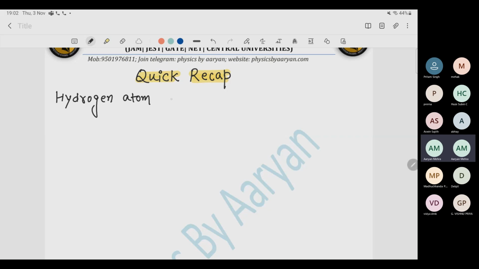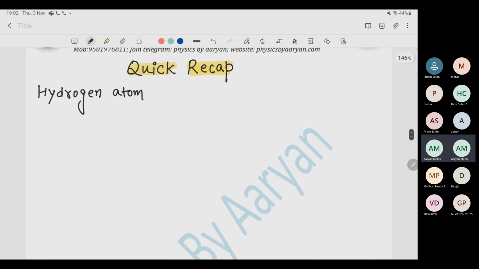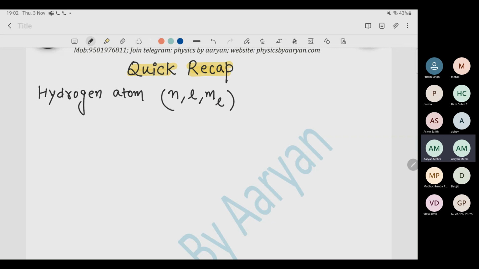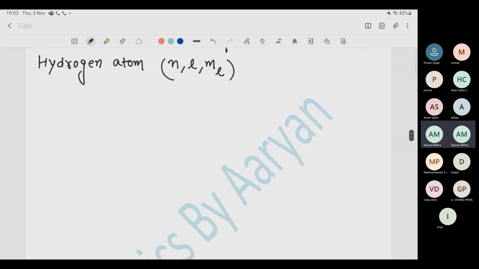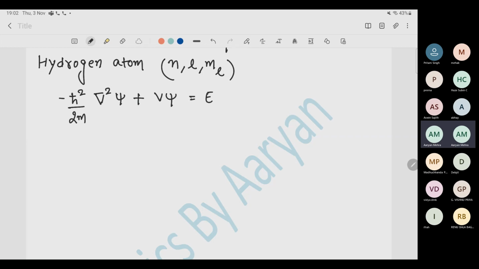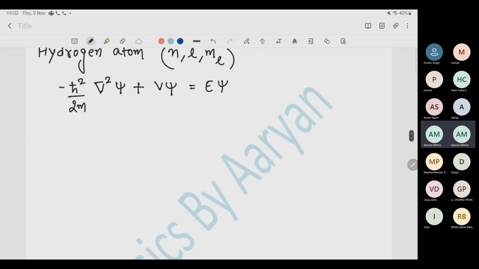In the hydrogen atom, we define all the physical parameters, for example energy, radius, angular momentum, and so on, in terms of three quantum numbers, which are n, l, and m_l. We discussed how these three come into play in our quantum mechanical theory. The main thing we focused on was solving the Schrodinger equation for the hydrogen atom, and we all know the time independent Schrodinger equation is something like this.